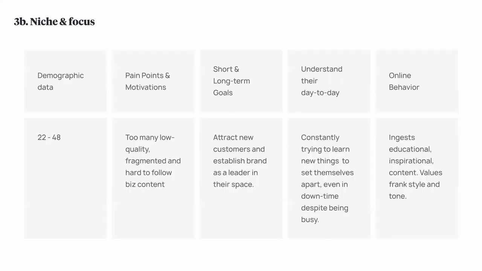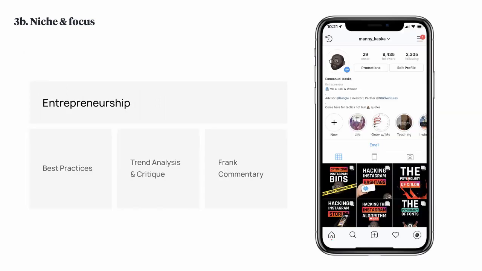So for example, looking at my profile, I'm targeting people with a specific age, and their pain points, specifically when it comes to social media and how to consume content. It's like there are too many low quality, fragmented, and hard to follow business content, right? And their goal is to attract new customers and establish their brand as leaders in the space, right? So when it comes to their day-to-day, they're constantly trying to learn new things, set themselves apart, even in their downtime. So they're consuming media to better enrich themselves. And that's reflected in their online behavior. And when it comes to voice and tone, they value frank, direct, educational content that really just gets to the point of what they're trying to learn, right?